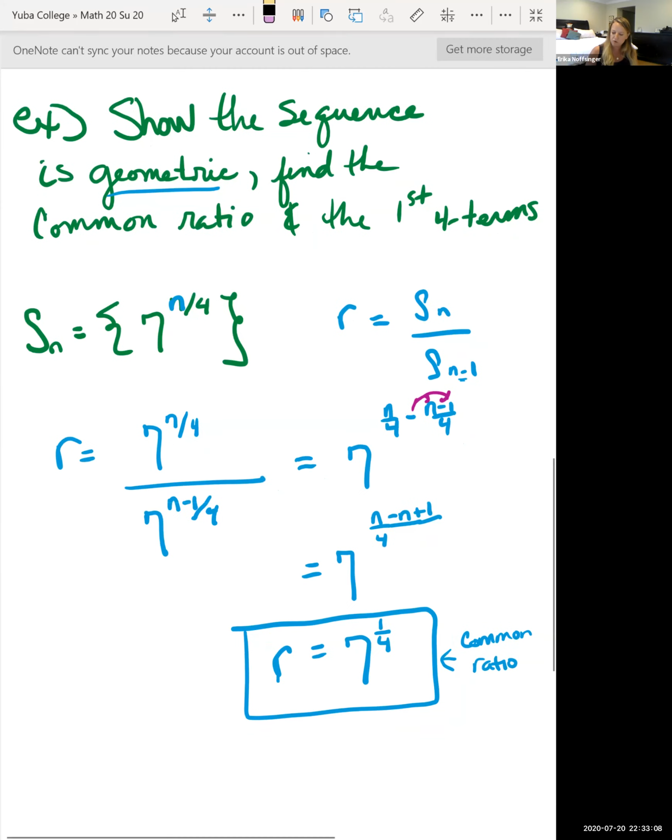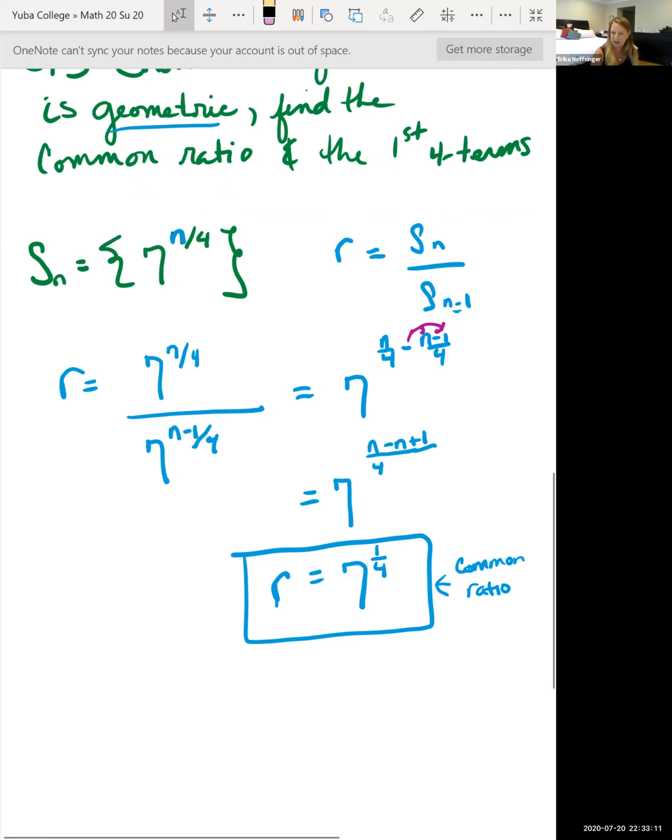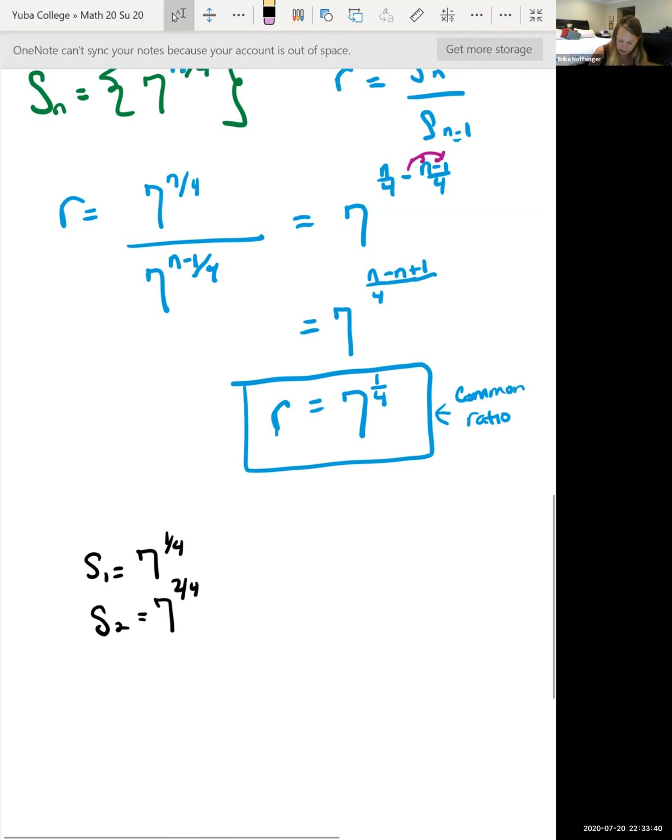And we want the first 4 terms. All we're doing is plugging in 1 for n, 2 for n, 3 for n, and 4 for n, and simplifying. So s sub 1 is equal to 7 raised to the 1 over 4 power. S sub 2 is 7 raised to the 2 over 4 power. S sub 3 is equal to 7 to the 3 over 4 power. S sub 4 is equal to 7 to the 4 over 4 power.